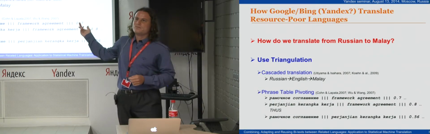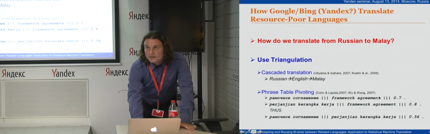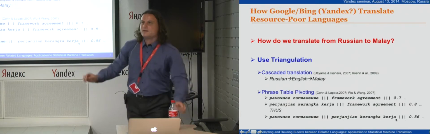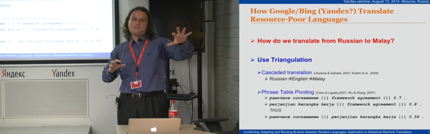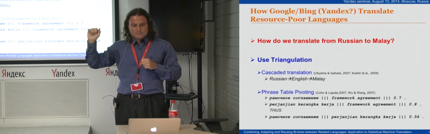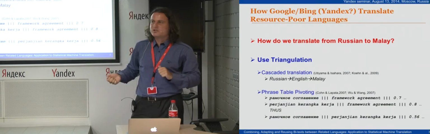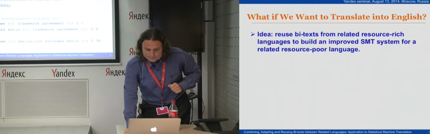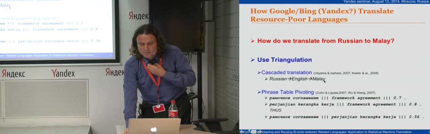Or if you look at those phrases, right, you can do this kind of triangulation or pivoting at the phrase level. So for example, if you have Ramashne Saglashenie translated as framework agreement in English, and Parjanjian Karanga Karja in Malay is translated as framework agreement in English with some probabilities, then you can induce from there that Ramashne Saglashenie and Parjanjian Karanga Karja are translations of each other with some probability that you can induce from the phrase tables. And then you take one phrase table between Russian and English and another one between English and Malay, and then you construct on the fly a new phrase table to translate directly between Russian and Malay, right? So this is not what I'm going to talk about. I'm going to talk about this a little bit later, but initially I'm going to talk about something else.